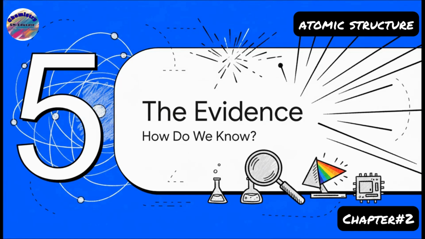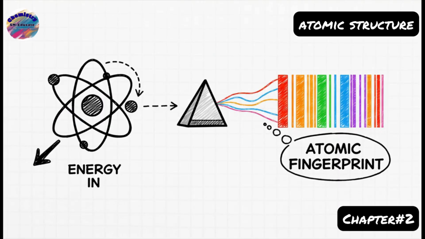Now, I know what you might be thinking. This is an incredibly detailed model. It's very specific, but how in the world can we possibly know all of this is true? Well, the cool thing is, this isn't just some theory we made up. Every single piece of it is backed up by solid experimental evidence. One of the biggest pieces of evidence actually comes from light. If you pump energy into an atom, maybe you heat it up or zap it with electricity, its electrons get excited and jump up to higher energy levels. But they can't stay there. When they fall back down, they release that extra energy as light.